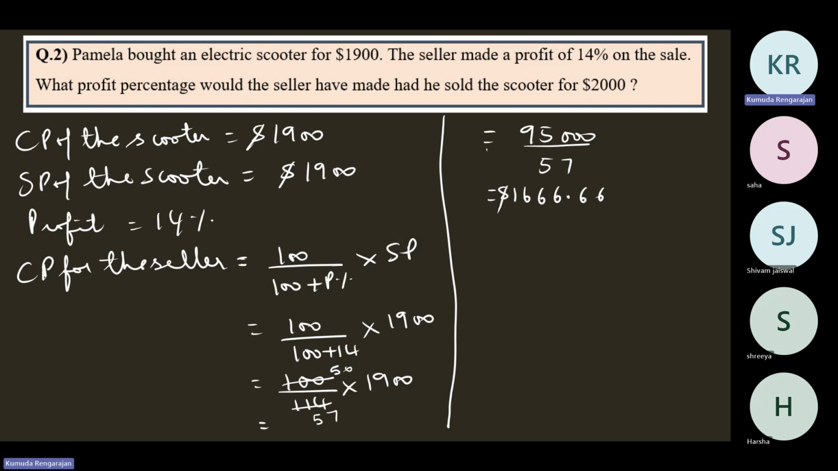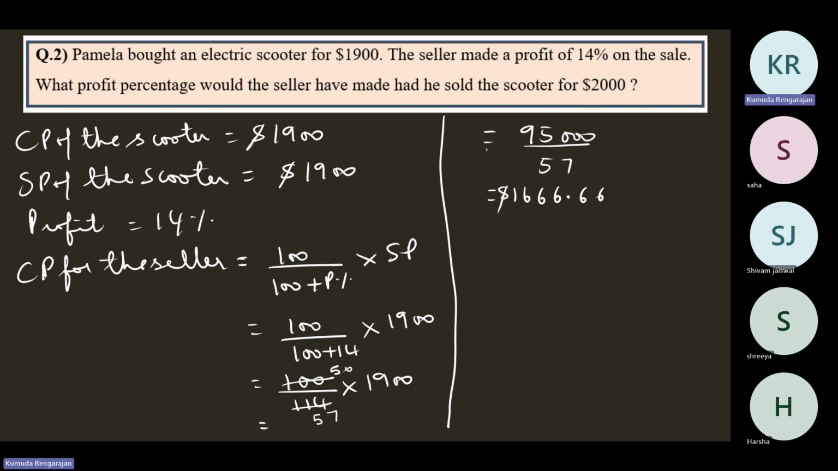So that one person here is the seller. For the seller, 1,900 is the selling price. And Pamela buys it from the seller, so for Pamela, that's the cost price. We are looking from the seller's point of view. From the seller's point of view, 1,900 is the selling price of the scooter.